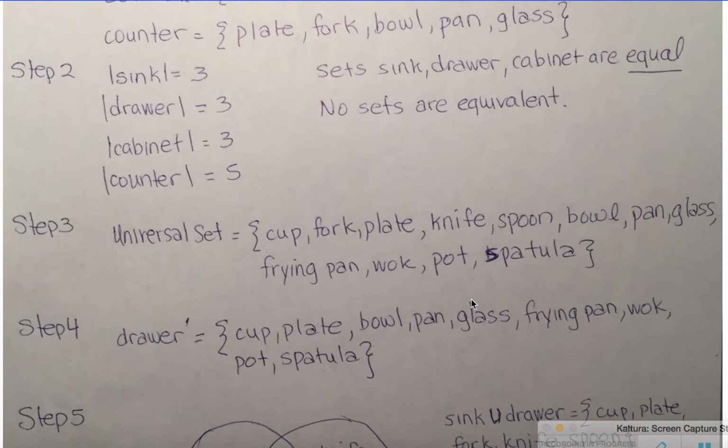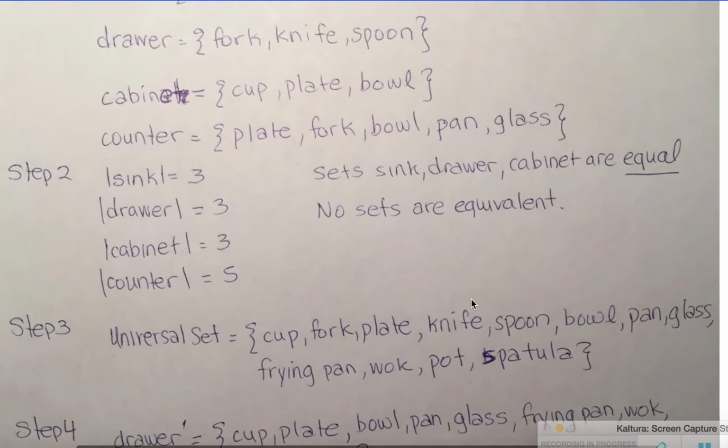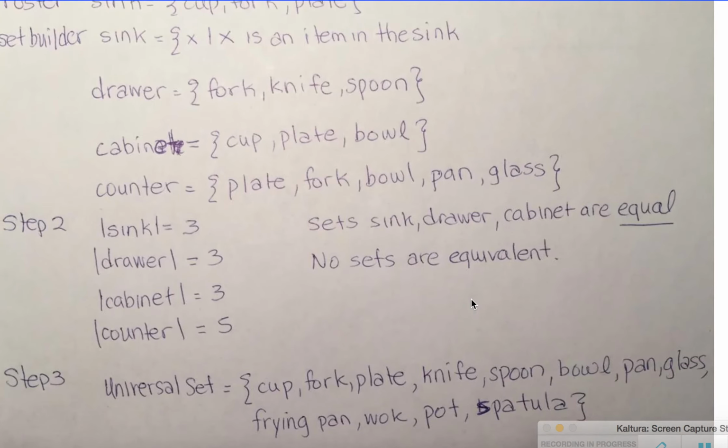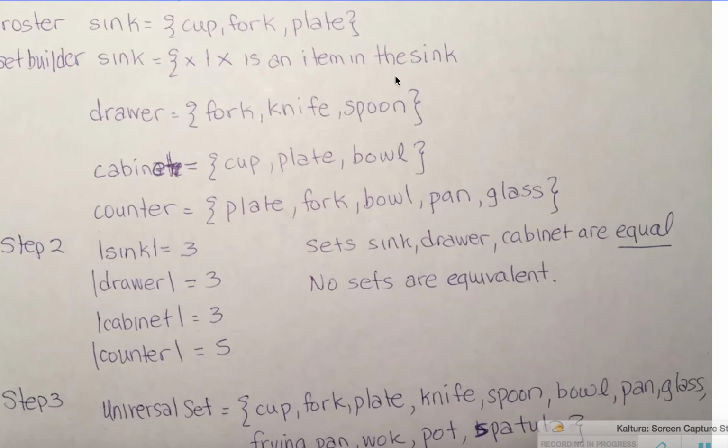Okay. Now, step 3 asks you to list the universal set. Now, what is the universal set? Okay, a universal set contains everything that we are investigating. Okay, so in this case, it definitely contains all the items in each of our sets. Okay, so start out by looking at each of your sets and write out all the items. So cup, fork, plate, here they are. Knife, spoon. Okay, fork is again here, so I'm not going to write it twice. Okay, so 1 time for fork.